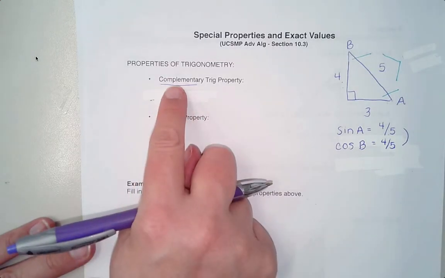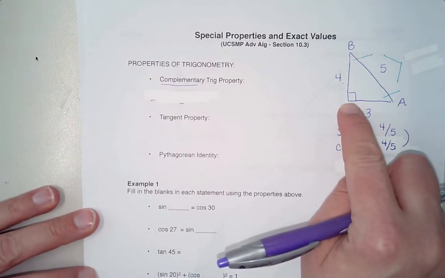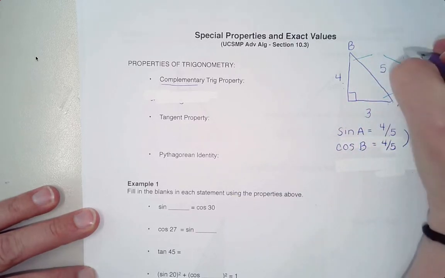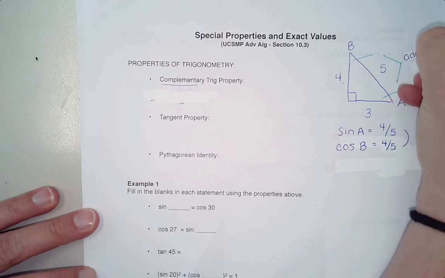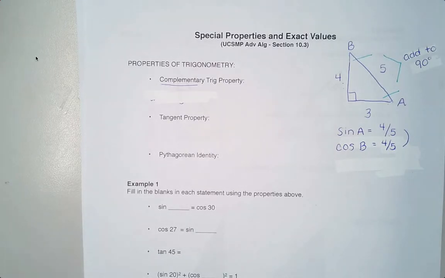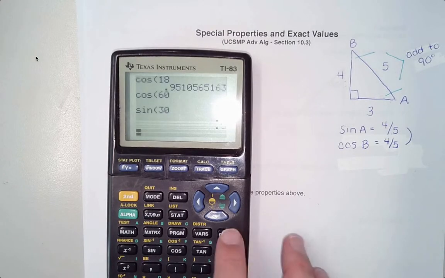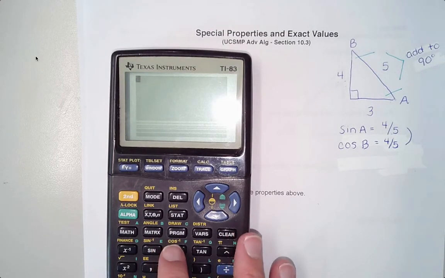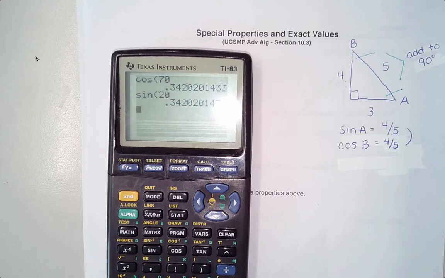Now, where does the complement part fit in? If you remember from geometry, complement means angles that add up to 90 degrees. Well, wouldn't it be true that if this was a 90-degree angle, these two angles here would have to add up to 90? And it doesn't necessarily have to be angles in a triangle. This will work for any two angles that happen to add up to 90 degrees. So if I look at 70 and 20, the cosine of 70 and the sine of 20, notice that they match.